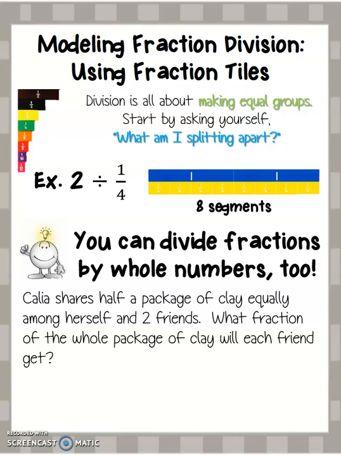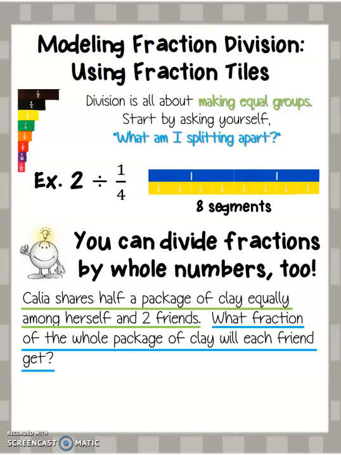So let's start by rereading line by line to find what are we splitting apart. The first sentence says, Kalia shares half a package of clay equally among herself and two friends. Since she's sharing half of a package, I know that means I'm splitting apart 1/2. So I'm already starting by splitting apart something that's already less than one whole. Then I can figure out what fraction of the whole package she will get by using division.